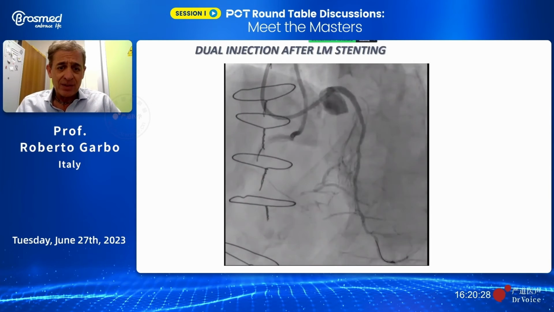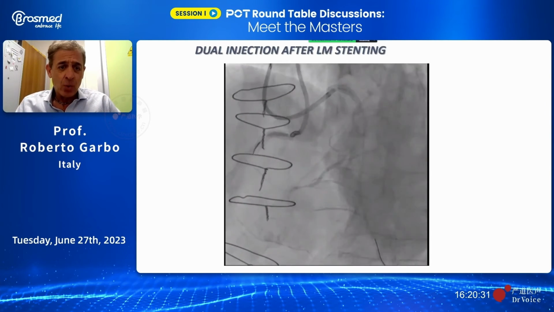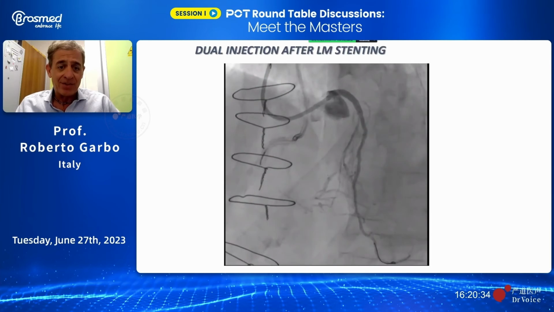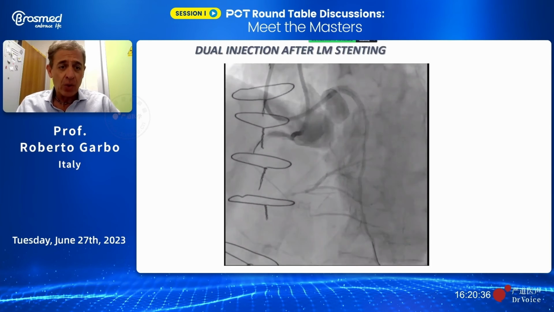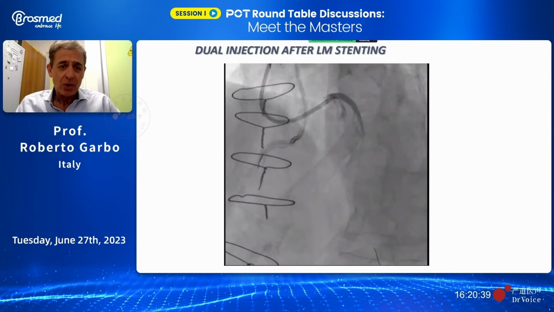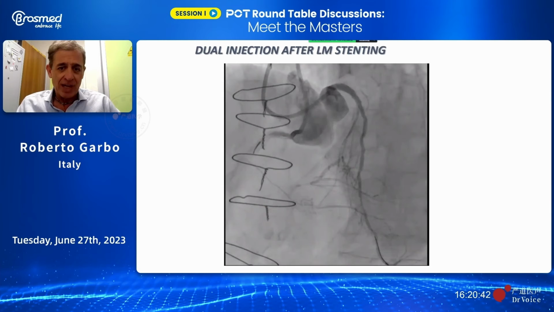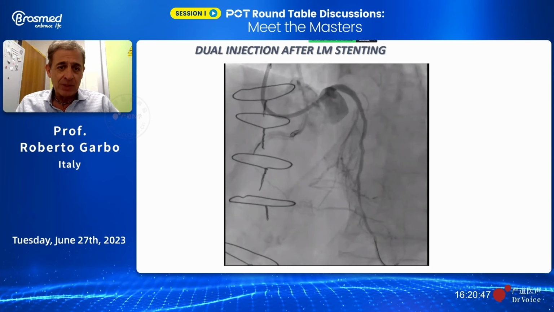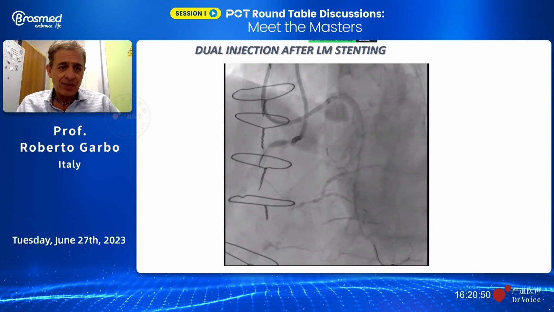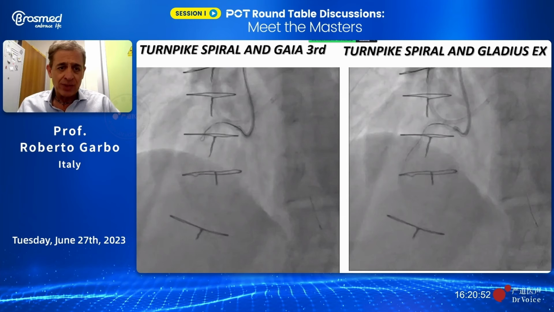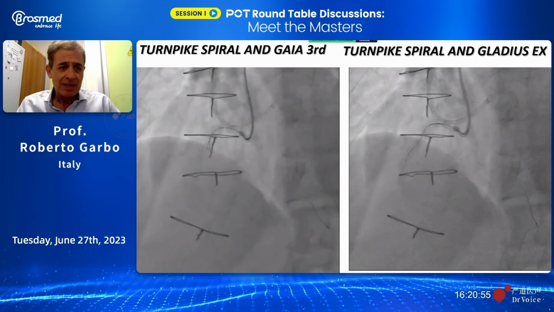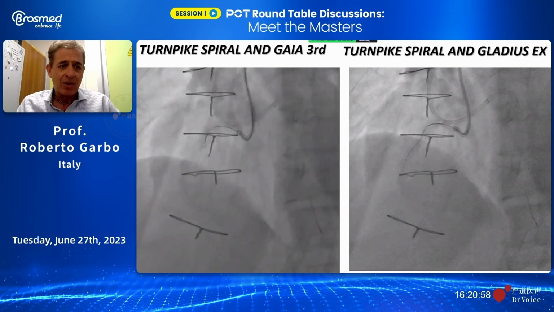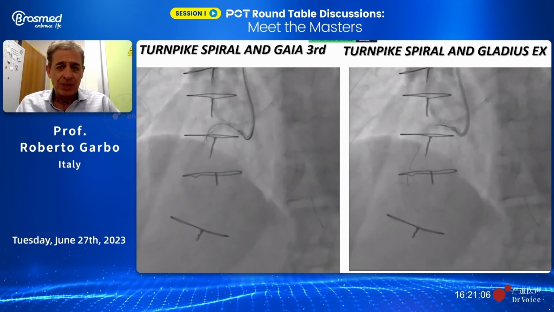And then at this point, we were able to start the right. So this is the bilateral angio. We know that dual angio is essential in CTO. We need to know where to go. And for safety, we cannot start a CTO without dual injection if we have a retrograde connection from the other vessel. So this is a Turnpike Spiral, and I tried to start with the Gaia Third, but we had a sudden buckling of the wire because we have no force to puncture with the Gaia, and then I switched very fast to the Gladius EX.